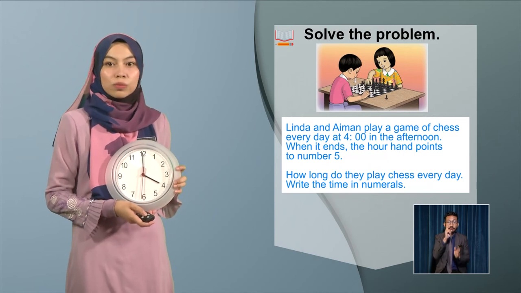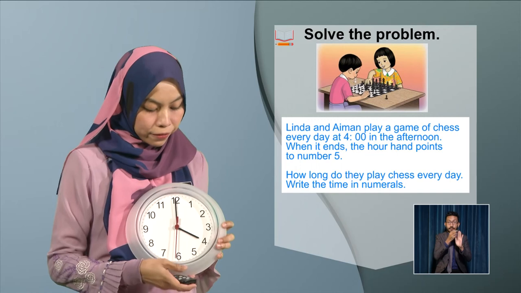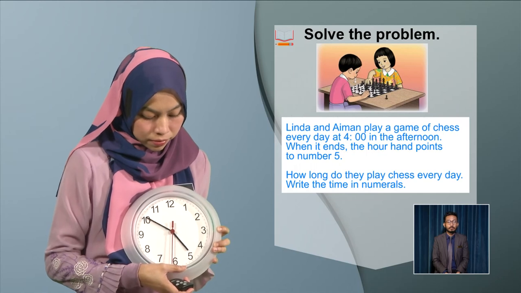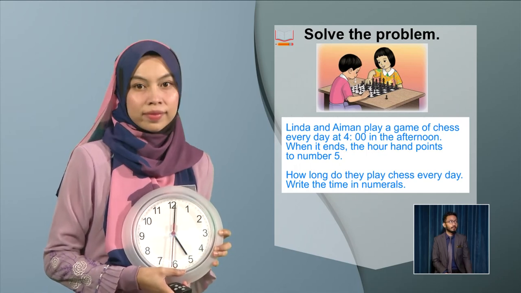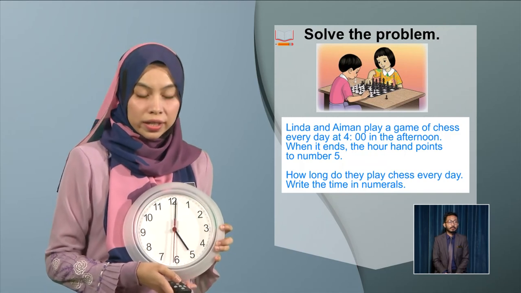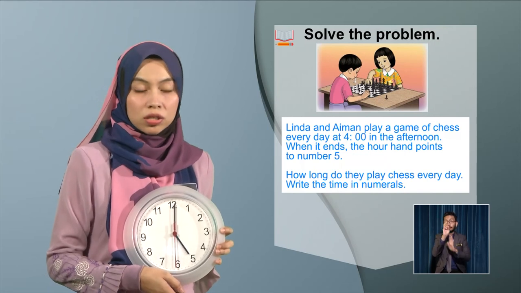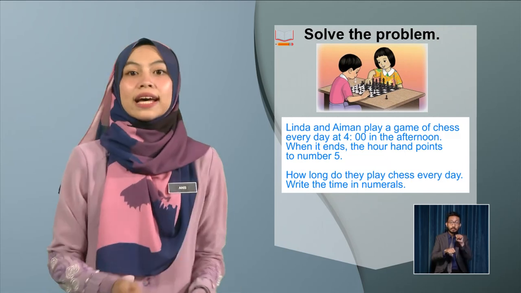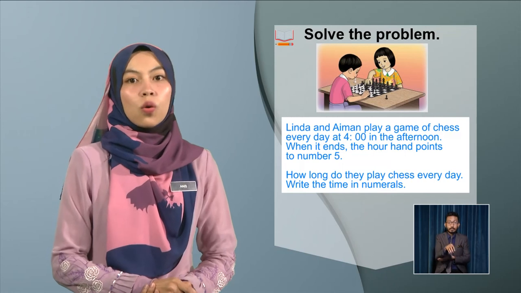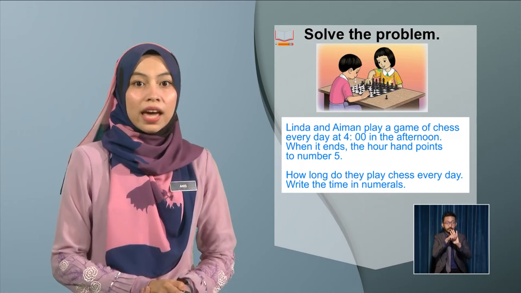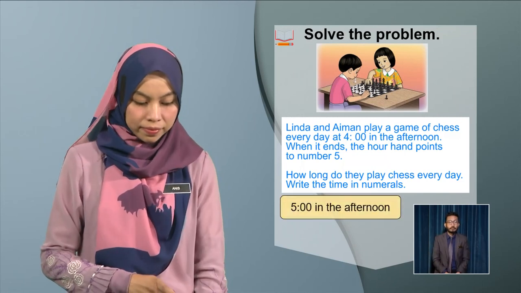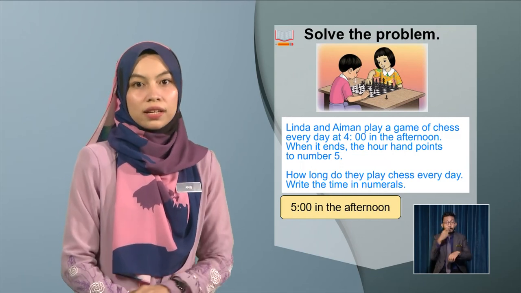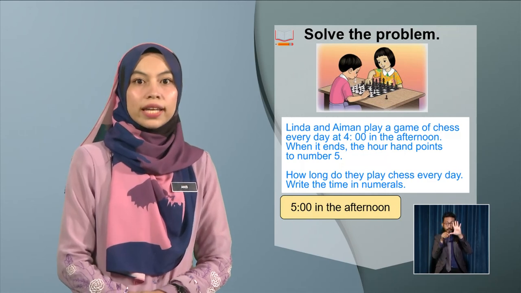When the hour hand moves from 4 to 5, it is 1 hour. 1 hour equals 60 minutes. So, Linda and Iman play chess for 1 hour or 60 minutes every day. Now, you have to write the time in numerals correctly. 5:00 in the afternoon.